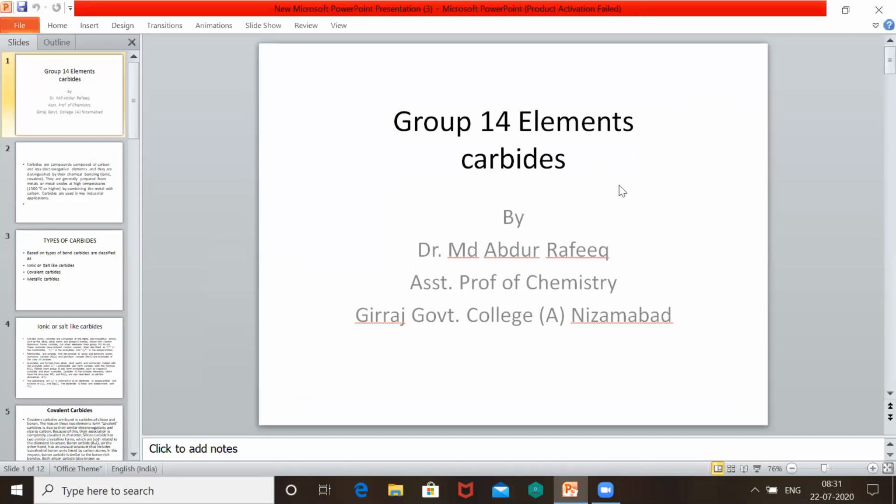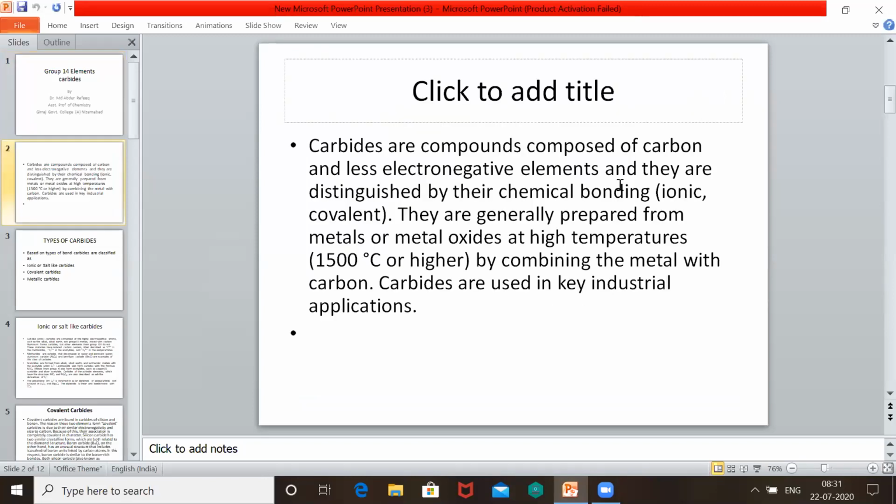What are carbides? Carbides are compounds which contain carbon bonded with some less electronegative elements. Depending upon the bonding, there will be different types of carbides. If the bond between carbon and the element present is ionic, they are called ionic carbides. If the bond between them is covalent, they are called covalent carbides. Likewise, we will see in our class how many types of carbides there are.